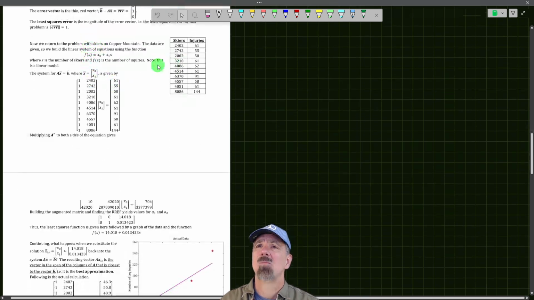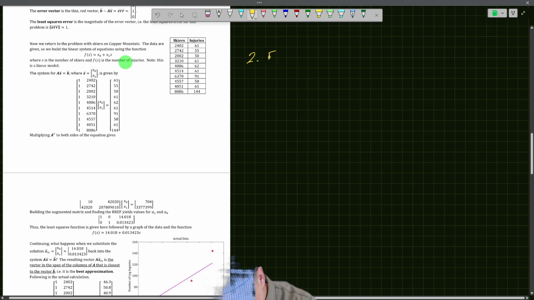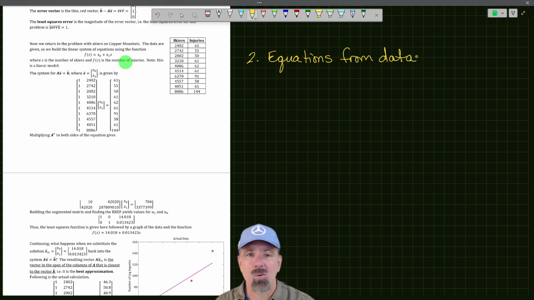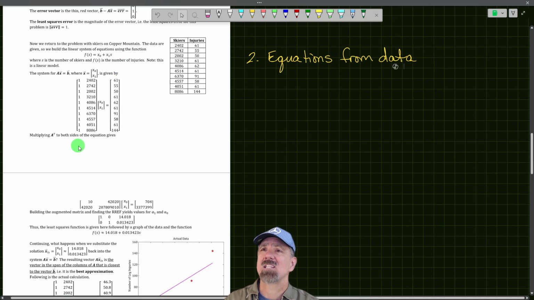Let's go back to the problem. We're going to solve this problem. We've changed the independent variable to something meaningful. So this is really step number 2. Once we have our model, we're going to set up the equations from the data. This is the idea of how we are doing this. We look at the data, we can graph the data, we can get an idea of the kind of model we want. We select that model, and then we're going to apply the data to the model to come up with our set of equations. And that's what we have here.